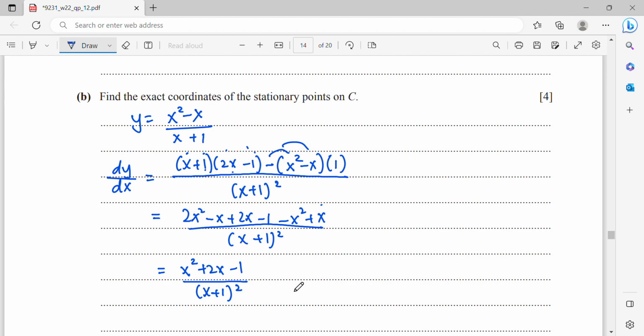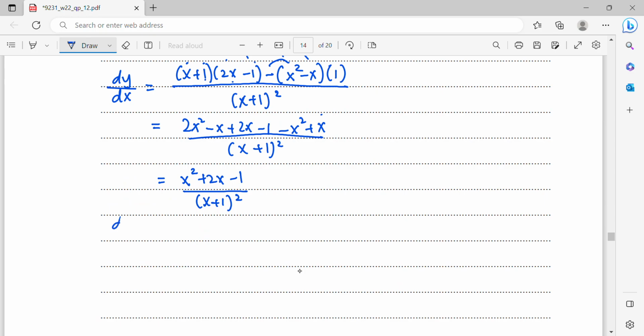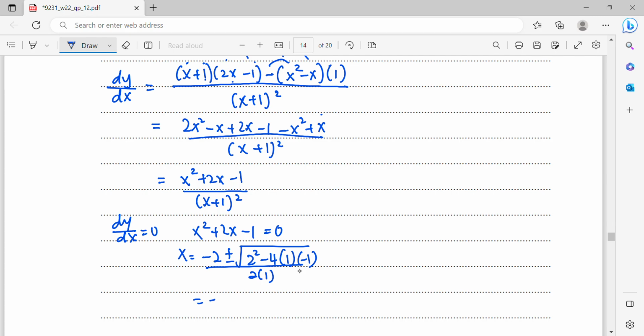Okay, so let dy dx be 0. So we know that denominator cannot be 0. Therefore, x squared plus 2x minus 1 equals to 0. Now, solve this by using quadratic formula. So it will be minus b plus minus square root of b squared minus 4ac over 2a. So hence, you'll be getting minus 1 plus minus root 2.